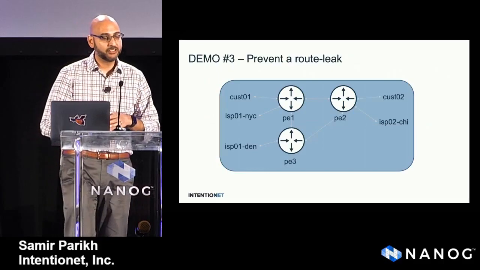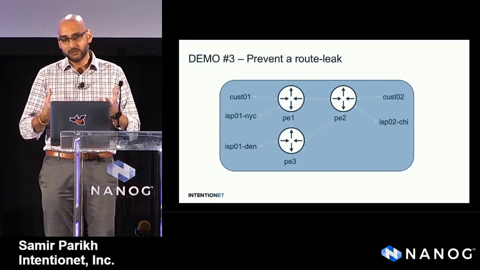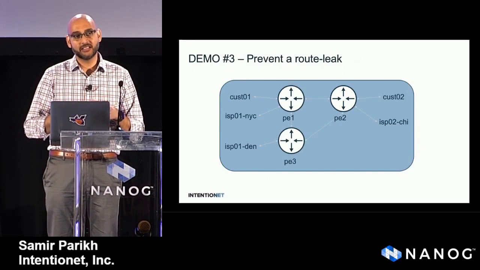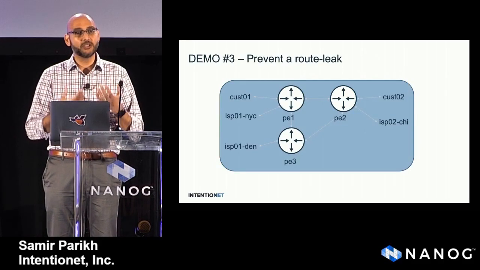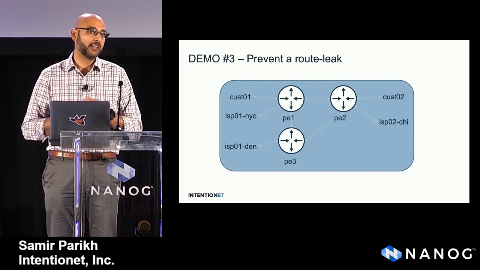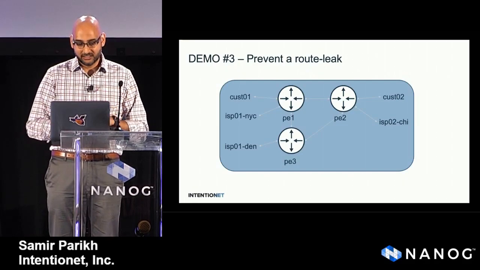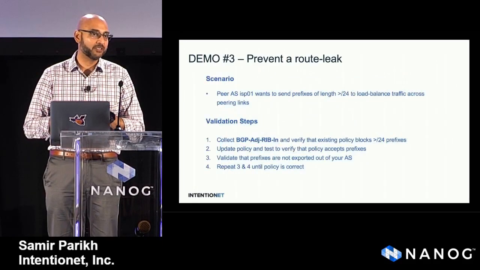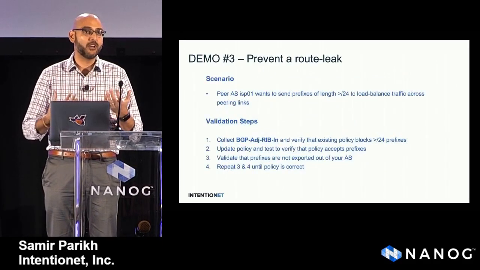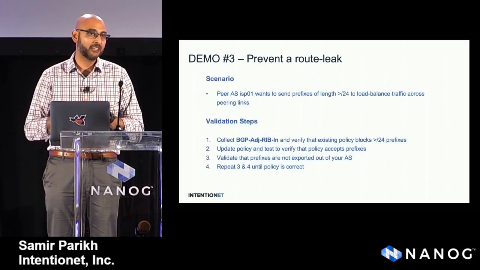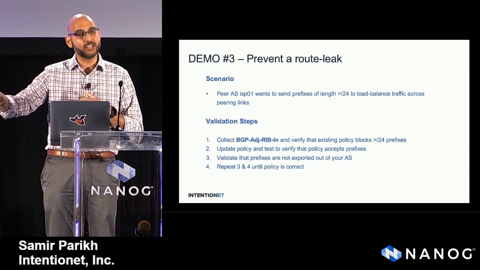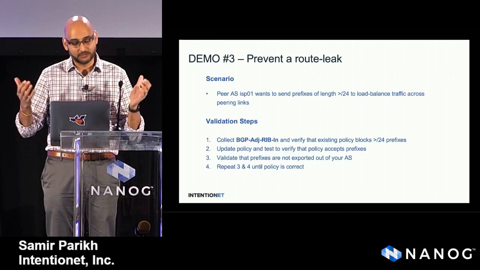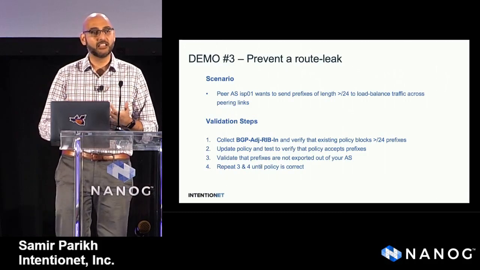So the last demo I want to show you builds on the other ones, and it's a little more involved. How do I look at this and say, okay, I want to make a change, I know it's going to permit certain routes, but I want to make sure I don't leak it. So the scenario I have here is I want to accept certain longer prefixes from a peer because they want to load balance traffic to me, but obviously I don't want to provide that as transit to everybody, I don't want that to leave my network. So I don't want that to leak into the rest of the internet. So how am I going to evaluate that?